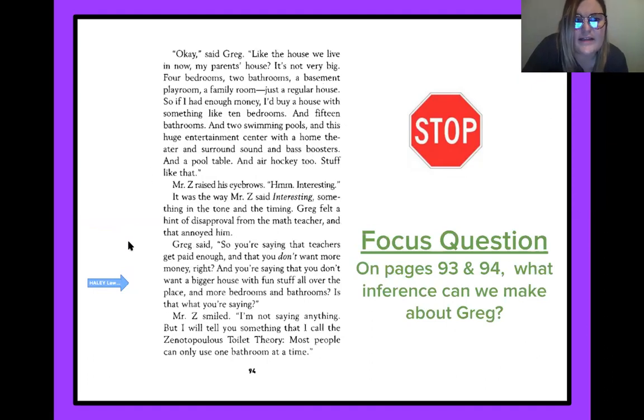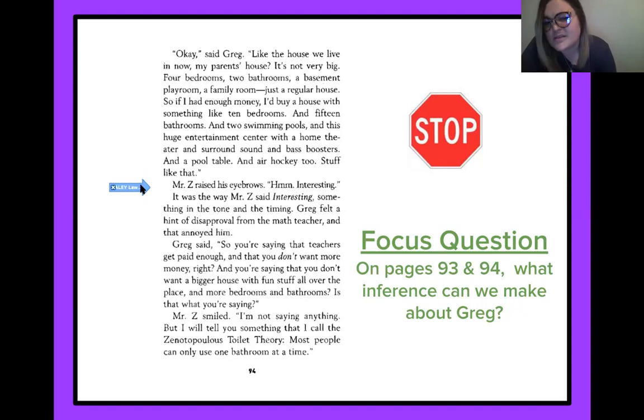Okay, said Greg, like the house we live in now, my parents' house. It's not very big. 4 bedrooms, 2 bathrooms, a basement, playroom, a family room, just a regular house. So if I had enough money, I'd buy a house with something like 10 bedrooms and 15 bathrooms and 2 swimming pools and this huge entertainment center with a home theater and surround sound and bass boosters and a pool table and air hockey too. Stuff like that. Mr. Z raised his eyebrows.